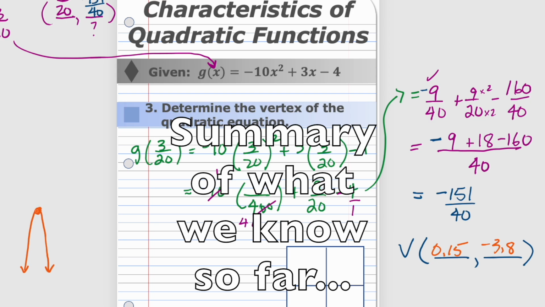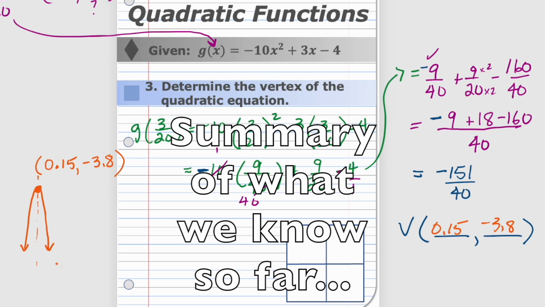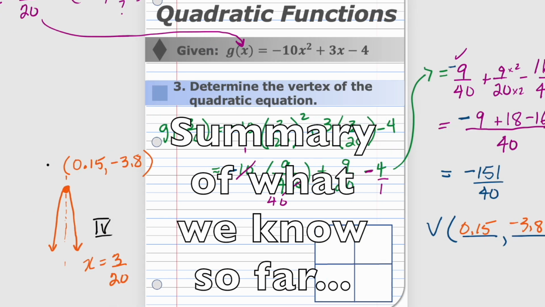We have a vertex here, and I'm just going to use the decimal version so that we can visualize what it looks like. The axis of symmetry, remember, was x is equal to 3 over 20. And we can hopefully see that we're in quadrant 4. Why is that? Because we're a little bit to the right of the y-axis, and then we're down below the x-axis. So that's a visual there.